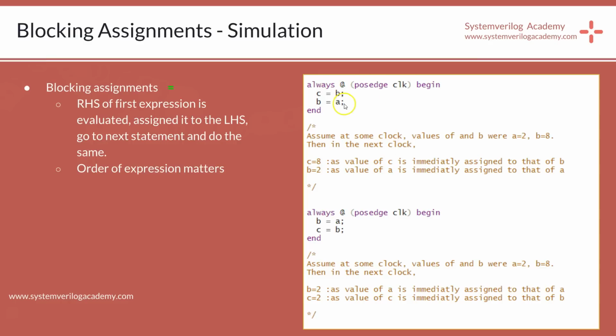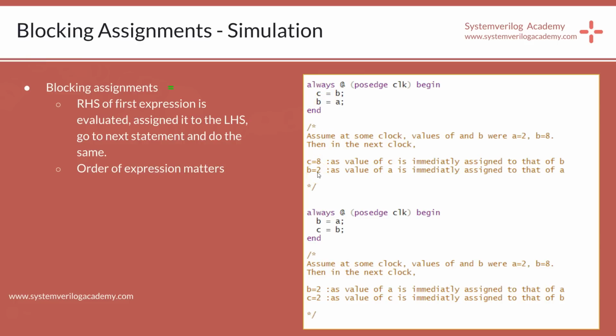The RHS of all statements are just values and there is no need to evaluate them. Thus first, C will be immediately assigned with the value of B, which is 8, and B will be assigned with that of A, which is 2. Thus the results are, C equals 8 and B equals 2.